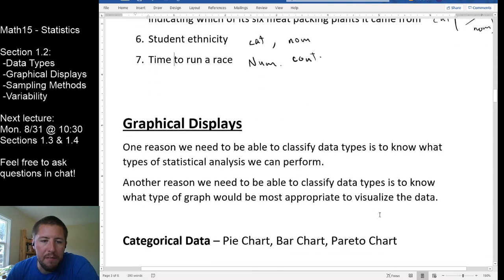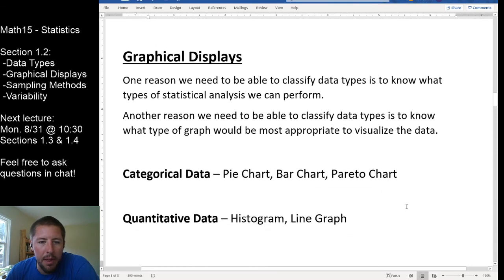Graphical displays. There's a couple of graphical displays we're going to use a lot this semester. There's a couple that we're not going to see very often. So let me give you the highlights and the lowlights here. I'm going to spend a little bit less time on this.